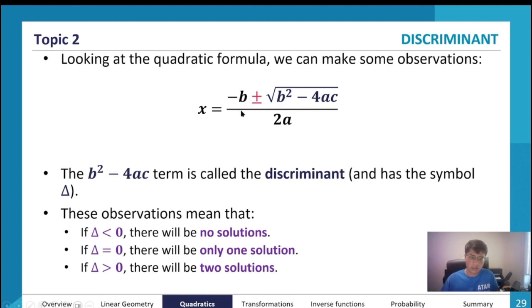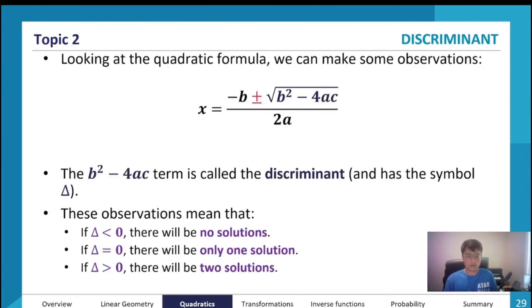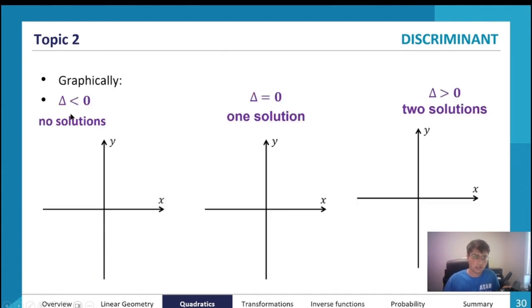If, though, the discriminant is less than zero, then we don't get any solutions, because remember, this number under the square root is negative, so we won't have any solutions for x in general. We can think about this graphically as well. Remember the quadratic formula is giving us the value of x when y equals 0. So if we have no solutions for x, the discriminant is less than 0, and that means there's going to be no x value when y is equal to 0.